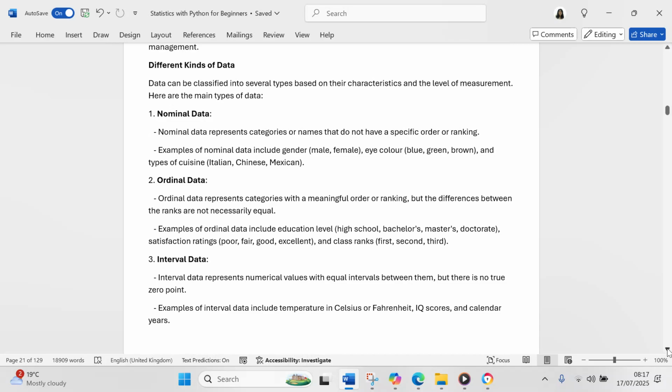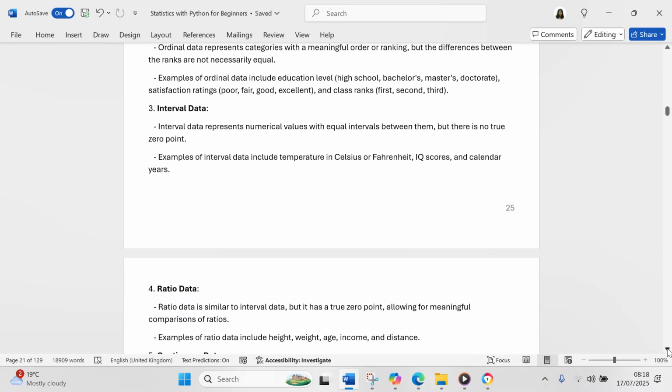So you've got nominal data that represents categories or names that do not have a specific order or ranking. Examples of nominal data include gender, eye color, and types of cuisine. You've got ordinal data, which represents categories with a meaningful order or ranking, but the difference between the ranks are not necessarily equal. Examples of ordinal data include education level, satisfaction ratings, and class ranks.